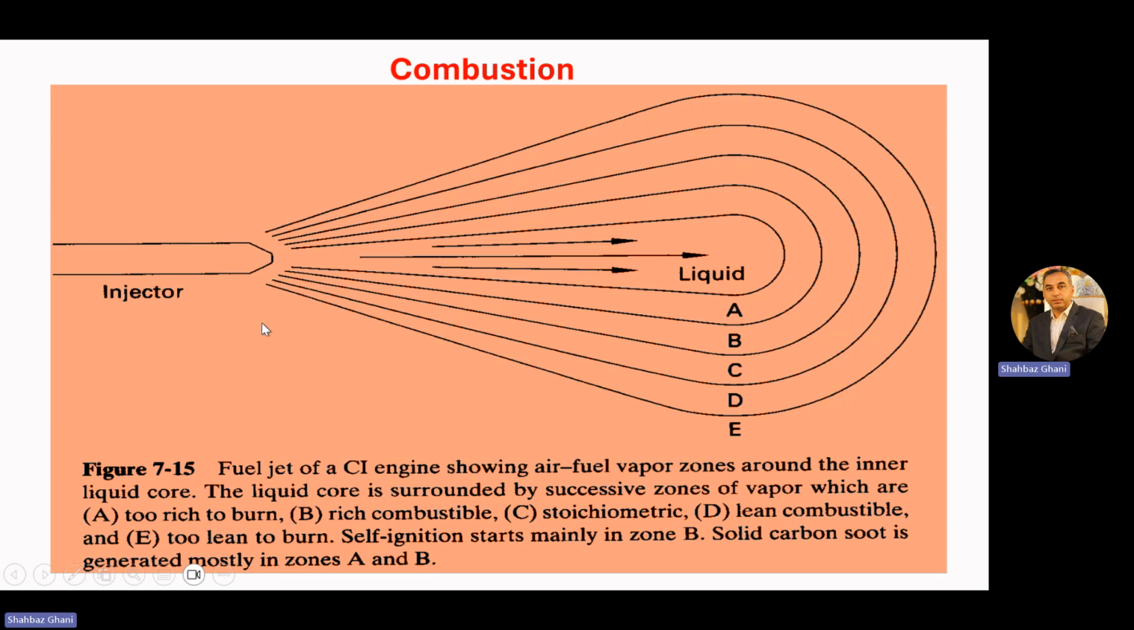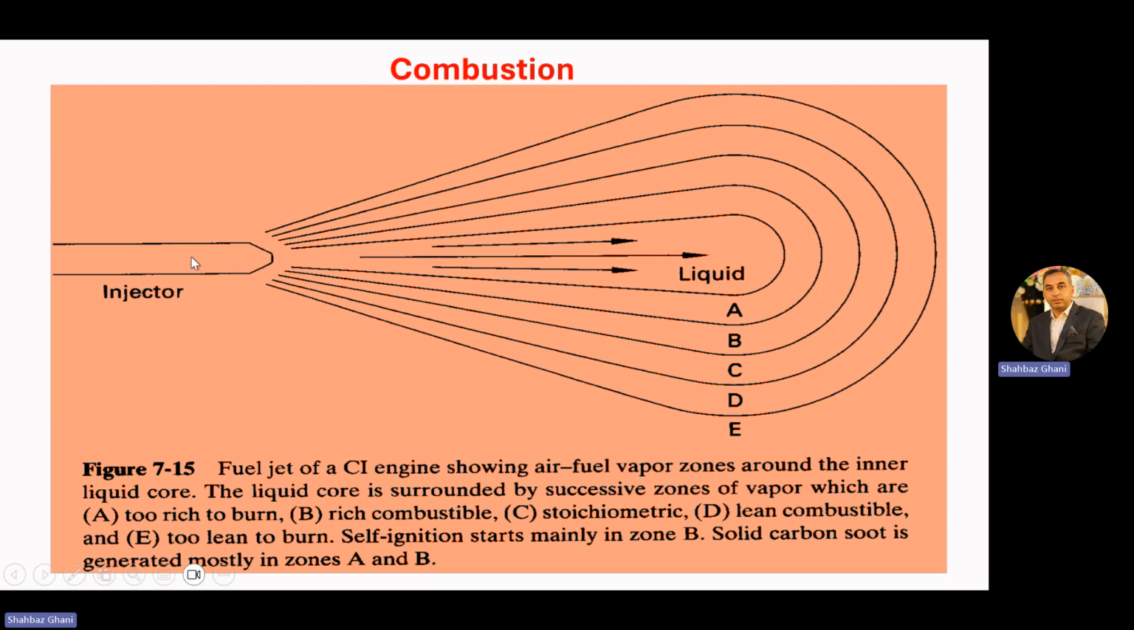Now, let's see this figure first. We read this: fuel jet of a CI engine showing air-fuel vapor zone around the inner liquid core. The liquid core is surrounded by successive zones of vapors, which are A.